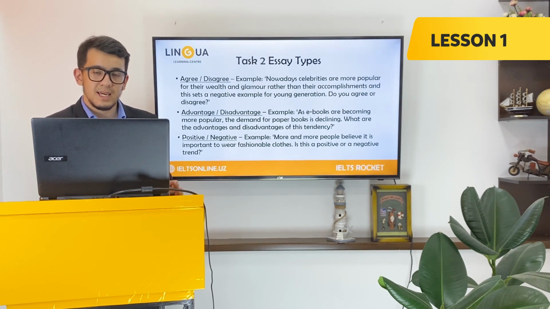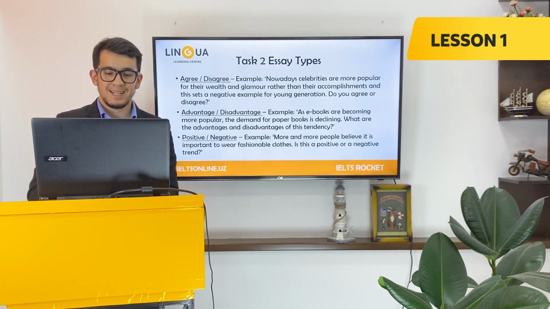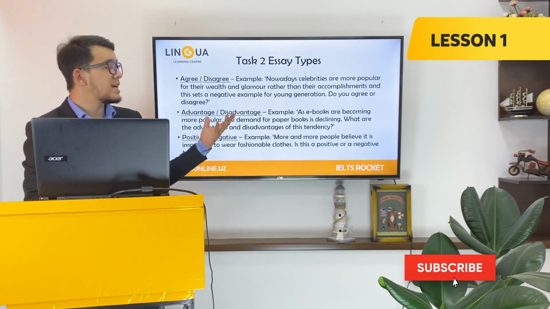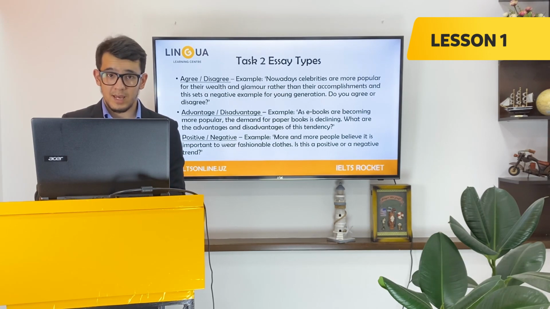As you can see in task 2, you do not have the visual information, but you have, like I said, an argument, idea, or a problem that you should respond to. And in here you have a question that asks you whether you agree or disagree with the given statement. This is the agree-disagree essay.